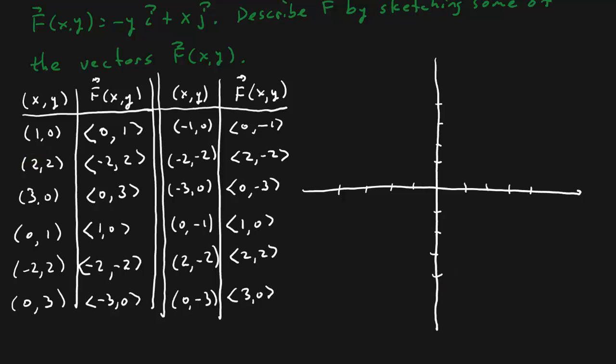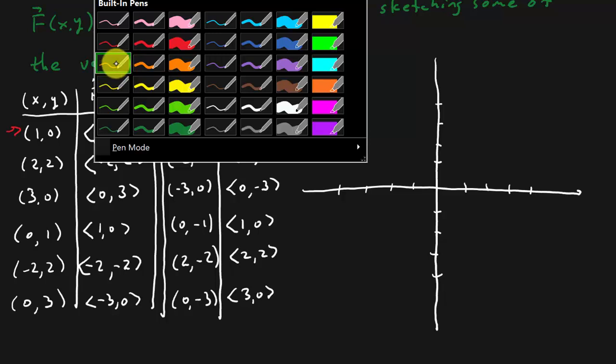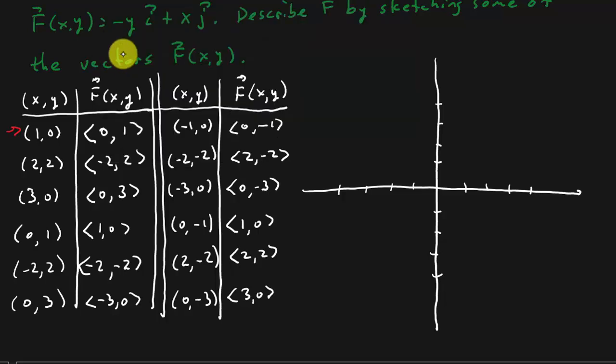So let's look at the first one here, the point 1, 0, and the vector 0, 1. All right, so the way you draw this is you go to the point, okay? So let's do this in a different color. Let's just do orange, I guess. So we go to the point 1, 0. You go to your point, and that's where it starts. And then you draw your vector from that point. That's going to be the initial point of the vector. And you can see I've got the vector 0, 1.